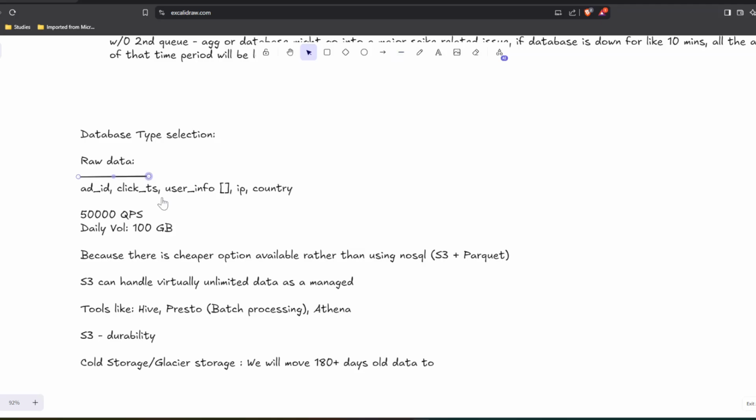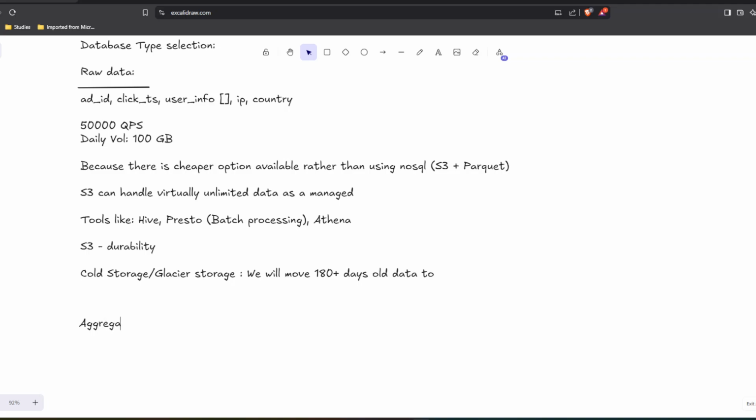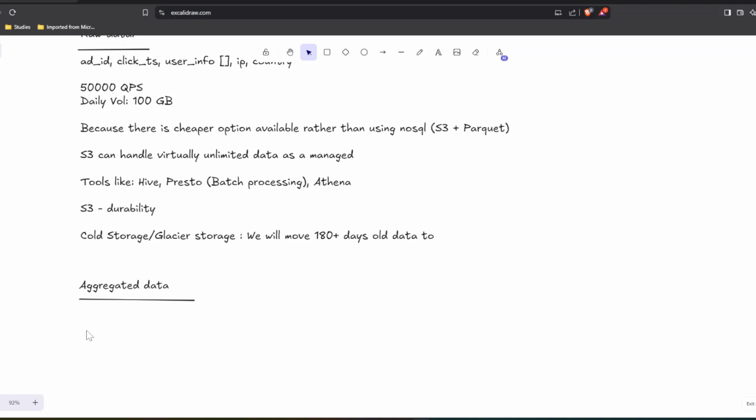Then let's talk a little bit more on our aggregated data. So what happens with the aggregated data? Aggregated data will have things like ad ID, time window, and maybe region or other filters, I'm just putting it in brackets, and it will then have the count of clicks. So this will give me an answer that from the US region in the last 10 minutes how many clicks have happened.